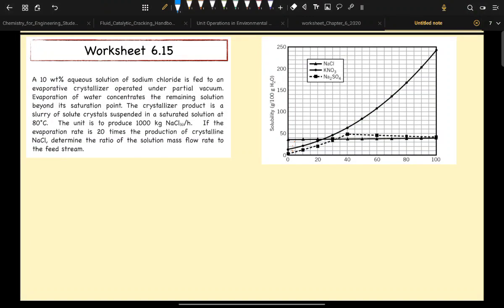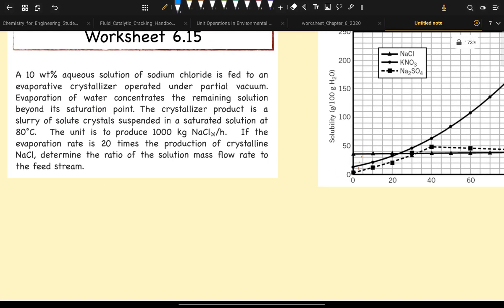Okay, so hello. And now we do the worksheet for 6.15, which is also the same chapter, the multiphase. Okay, so let's go. I will read the questions first.